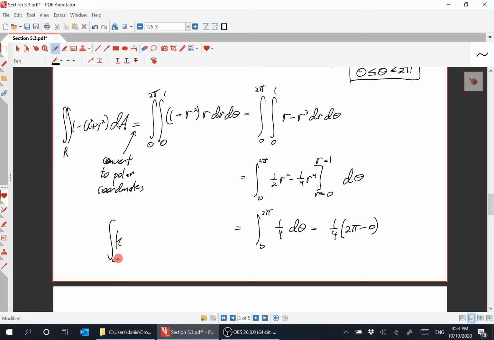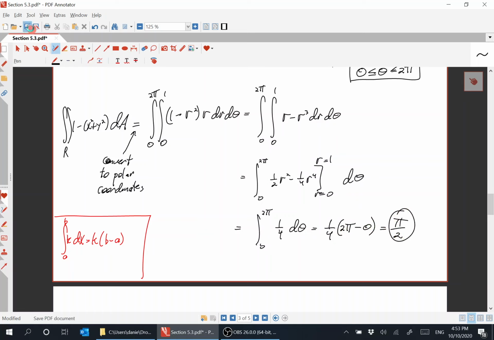Right, the integral of k from a to b dx is just equal to k times b minus a. Let me write that over here. So the integral from a to b of k dx is just k times b minus a. Right, so over here we just get 1/4 of 2 pi minus 0, which is pi over 2. So that is the volume underneath that upside down paraboloid there, just pi over 2 units cubed.